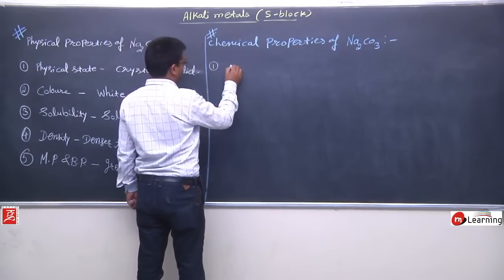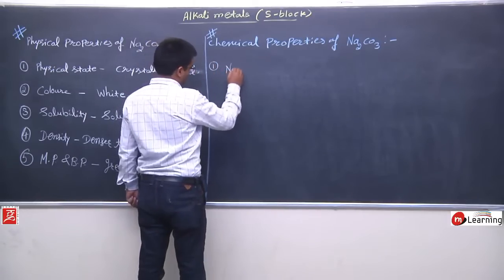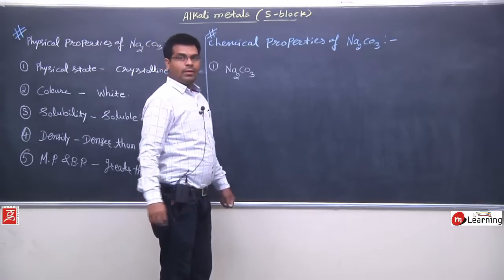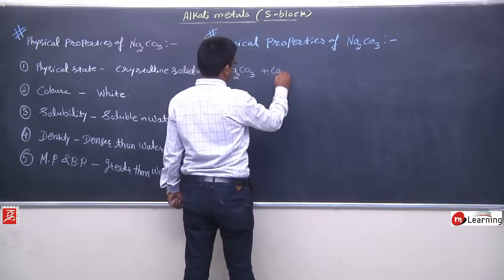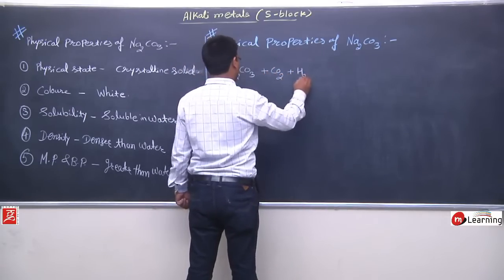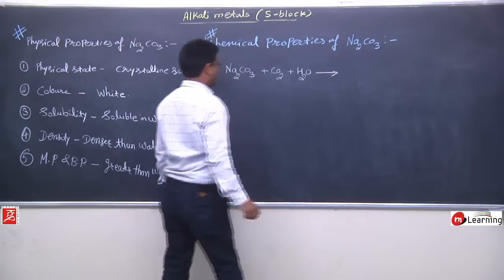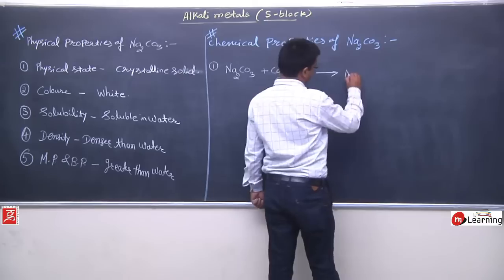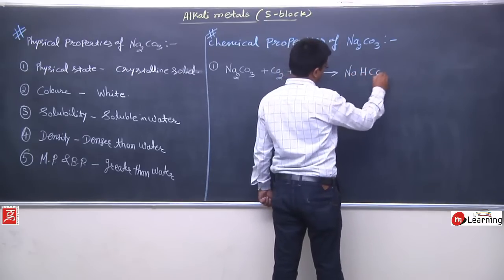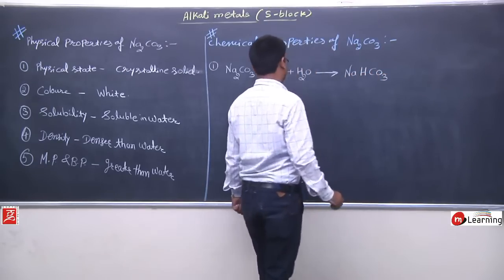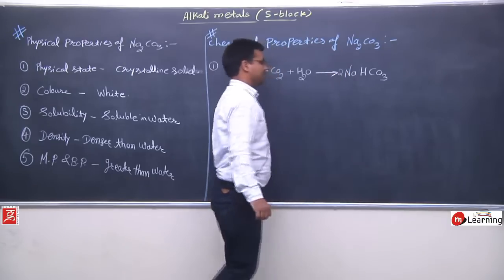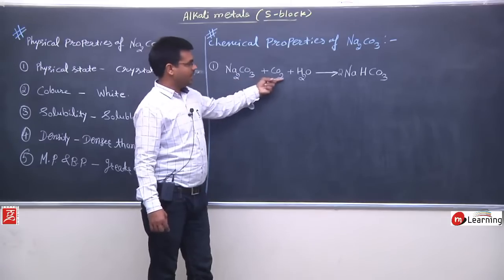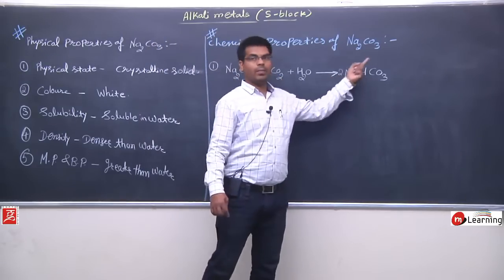First of all, reaction with carbon dioxide and water. Sodium carbonate reacts with carbon dioxide and water and forms sodium bicarbonate, 2 moles of sodium bicarbonate. First reaction: sodium carbonate reacts with carbon dioxide and water and forms sodium bicarbonate, which is baking soda.